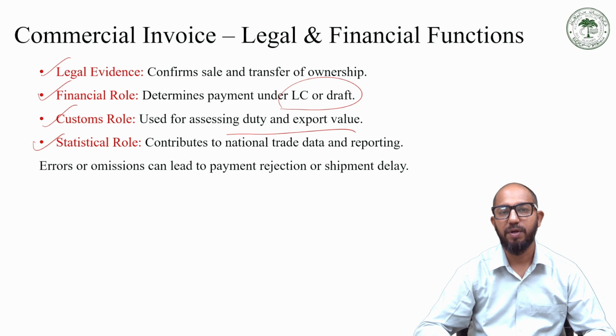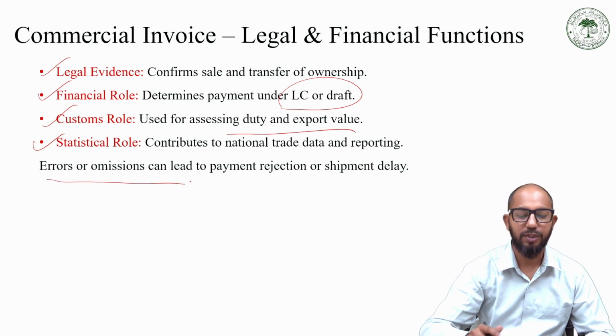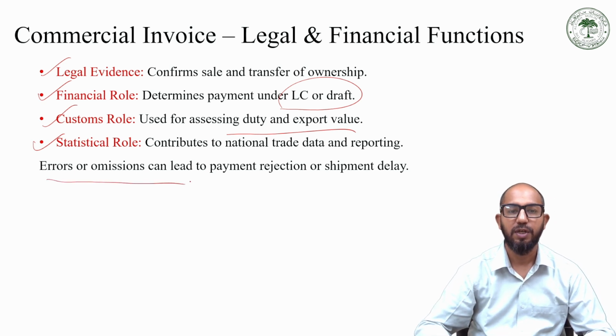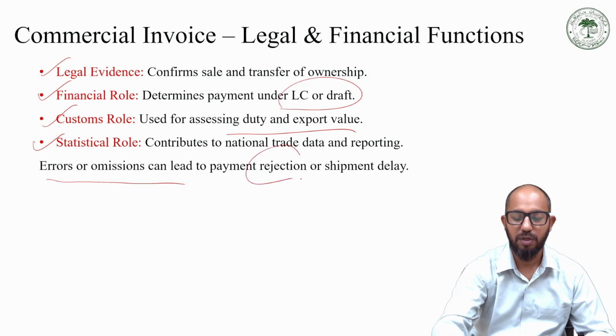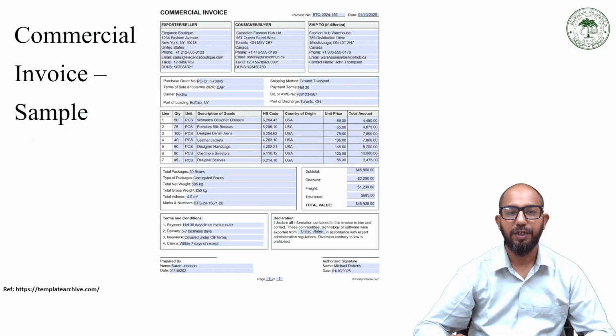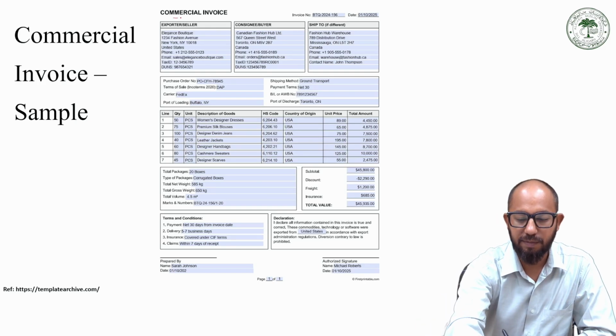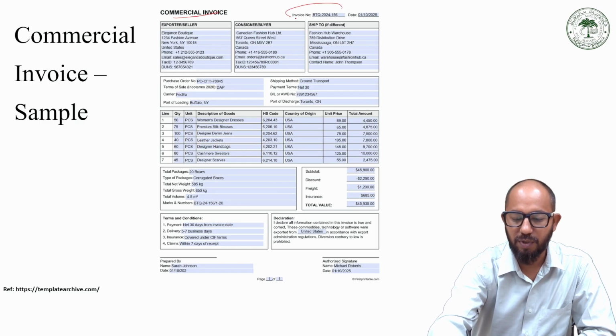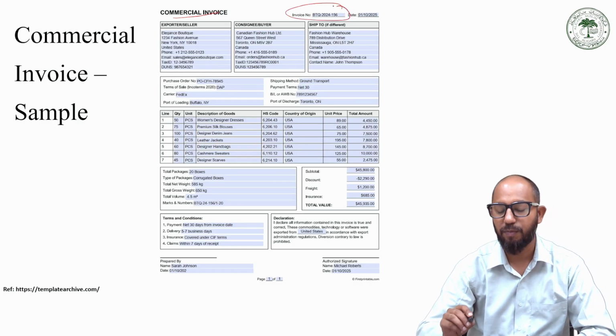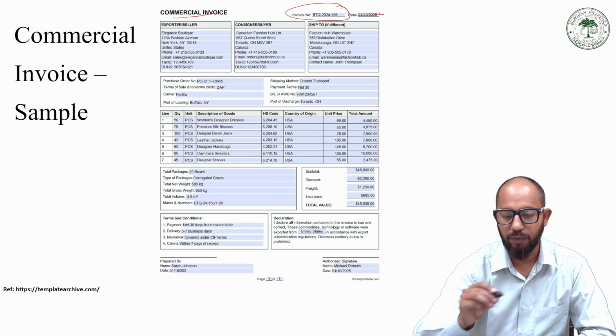We need to remember that any errors or omissions in a commercial invoice can lead to payment rejection or shipment delay. Dear students, let us now see a specification sample of the commercial invoice. We can see that this is a commercial invoice. The invoice number is mentioned over here, which is very important, and the date of the invoice.